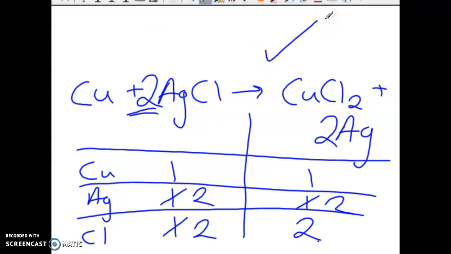Okay, so sometimes you may find you have to go back and forth a few times because it depends on what molecules you're working with, right? So just like here, it changed up. My silver was fine before, but because I changed that number, it's also going to affect other elements. So just be mindful of that.